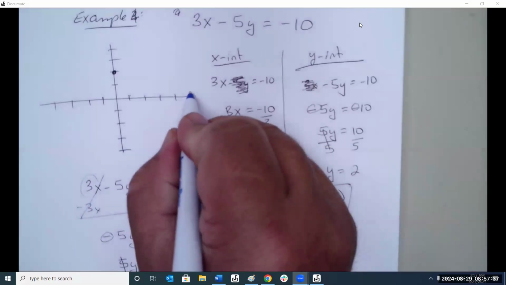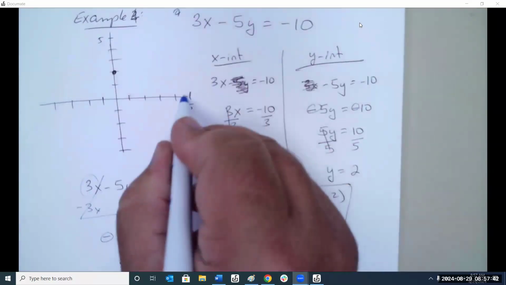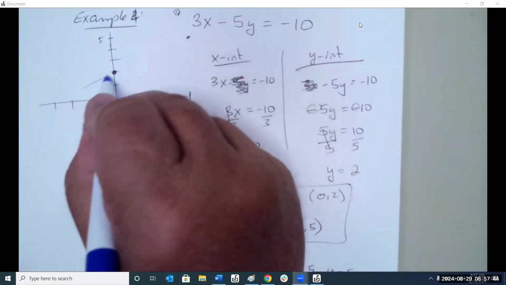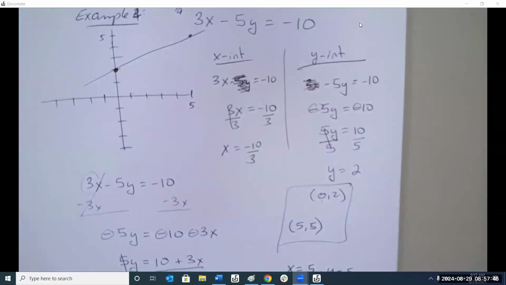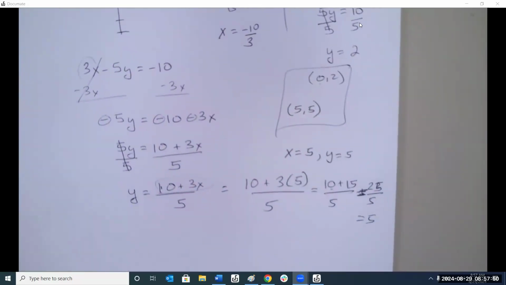So we come to our graph. (0, 2), (5, 5), and connect the dots. There's my graph. And yes, that is the next section we're going to do. We're going to find a better way of using that equation instead of what we just did. Because at this point, it's simply trial and error till we get a number that's divisible by 5.